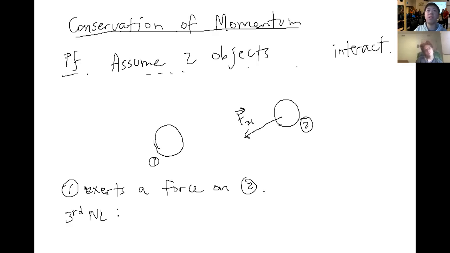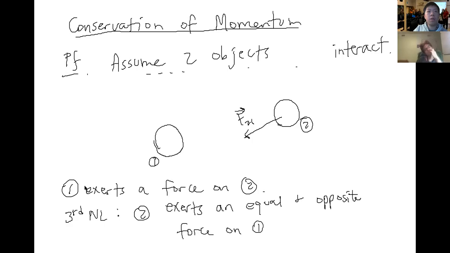F12 is equal and opposite, right? So therefore, particle 2 exerts an equal and opposite force on particle 1, i.e. F21 is equal to the negative of F12. All right, so then I can draw this sort of anti-parallel vector here. That doesn't look the best, but it'll do. This is the force that particle two exerts on particle one.